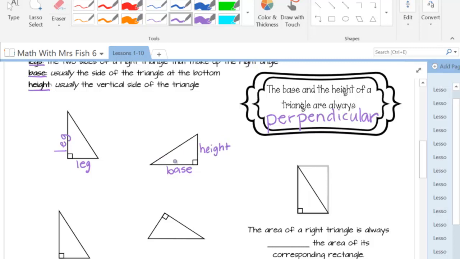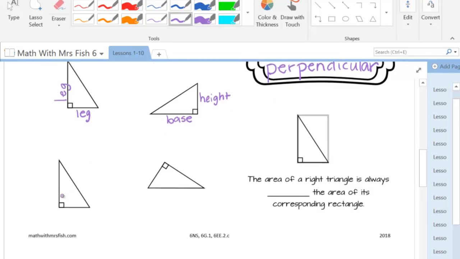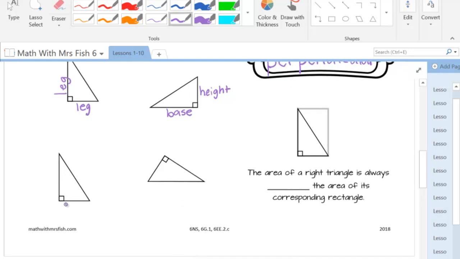This triangle, the longer leg is on the bottom. With the exact same size triangle, it's turned. This time it's the shorter leg that's on the bottom. And this is what I mean when I say that they are interchangeable. It doesn't really matter which one you call base and height.